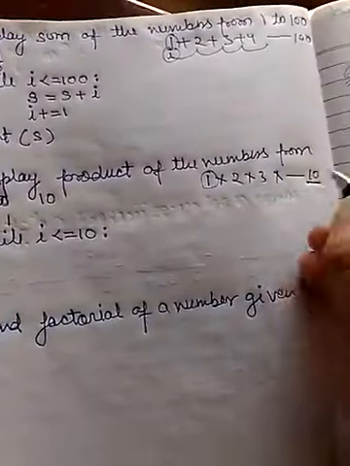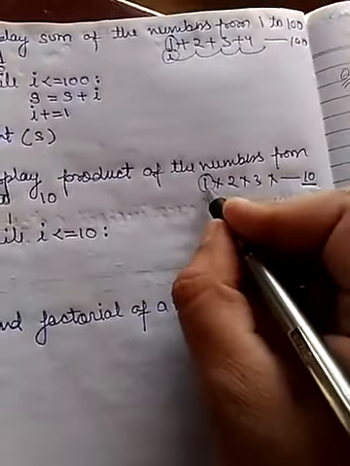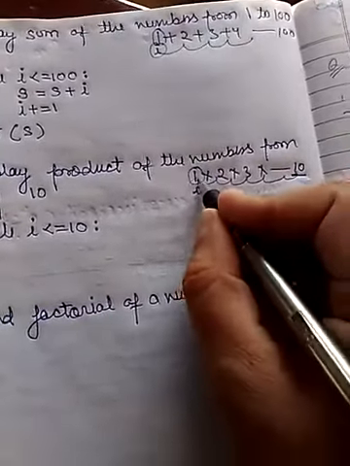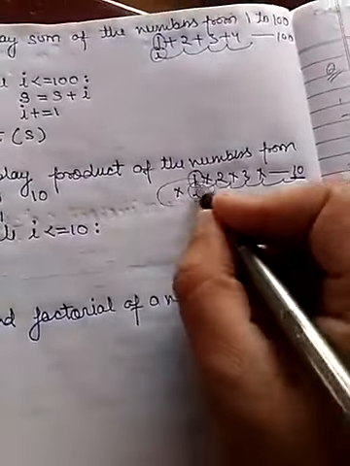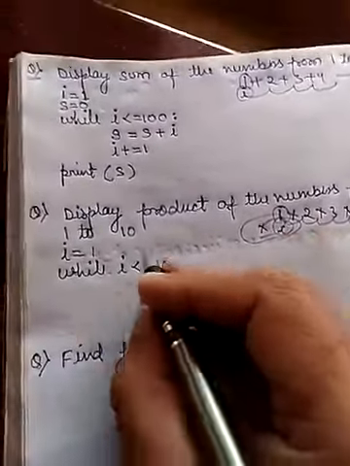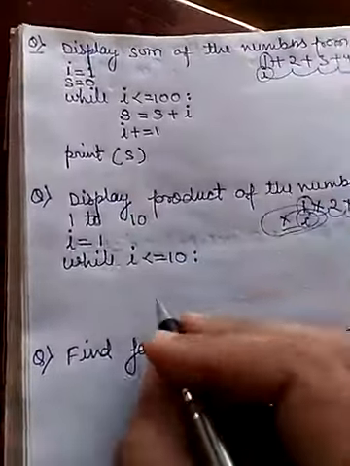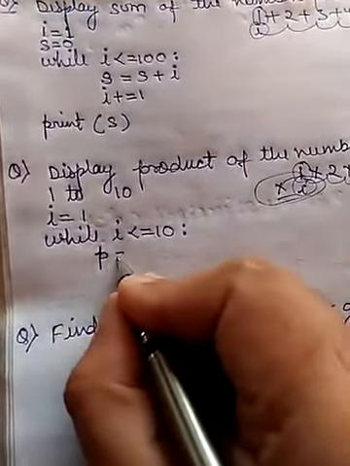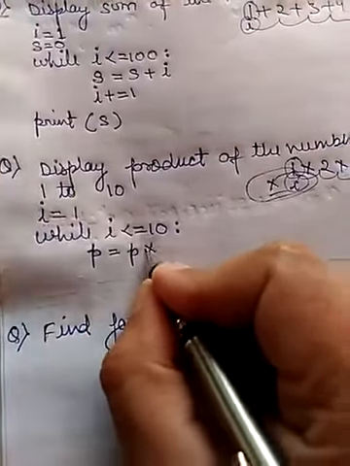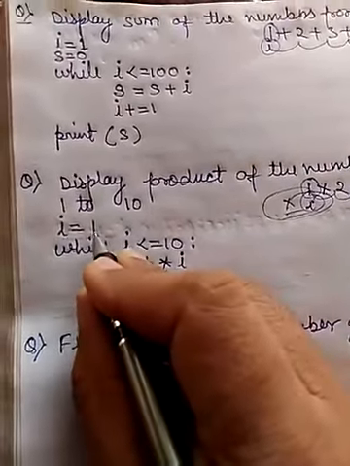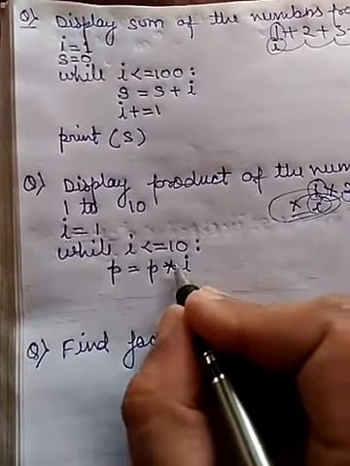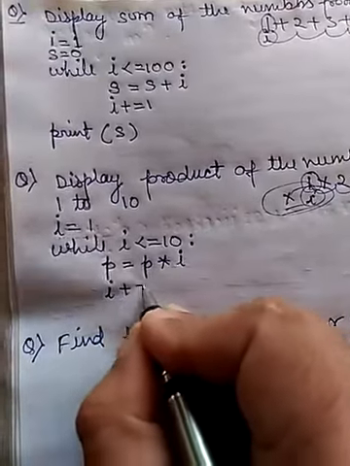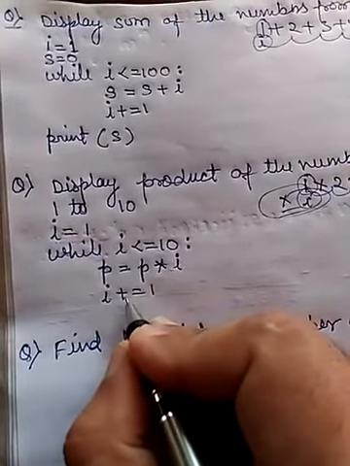Now the product gets multiplied, which means the value of I, 1 2 3 4 5, should be multiplied. To perform this, as we did for the sum, in the same way we take a variable, let us say P: product equals product into I. The value of I is 1, so first it will multiply by 1, and after that we increment the value of I by 1, and it becomes 2.